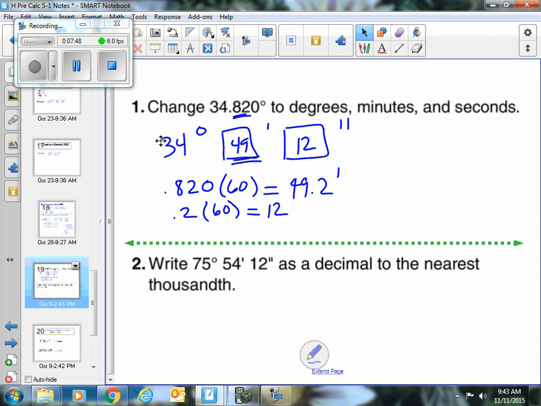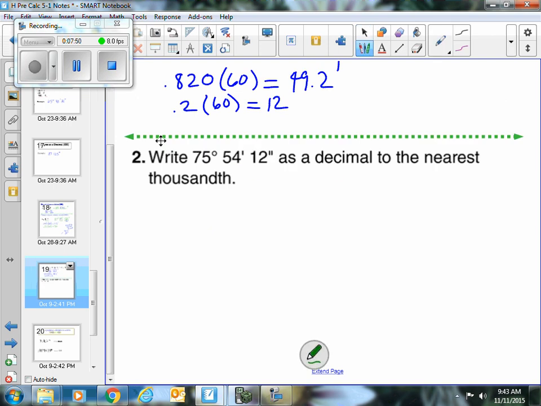All right, let's try going the other direction. 75 degrees, 54 minutes, 12 seconds. I want you to write it as 75 point something degrees, all in degrees. Make sure you pause the video, try it yourself first, and then check your answer.